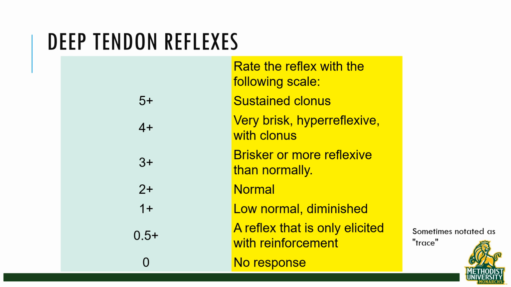When there is a very brisk reflex with clonus, we would call that a 4. When there is a reflex that you can't get at all without using the Jendrassik maneuver or another form of reinforcement, you'd call that trace or 0.5. I've never seen anybody say 0.5. And if you can't get any reflex, you'd call it a 0. So this is the semi-quantitative scale that we use for classifying reflexes.